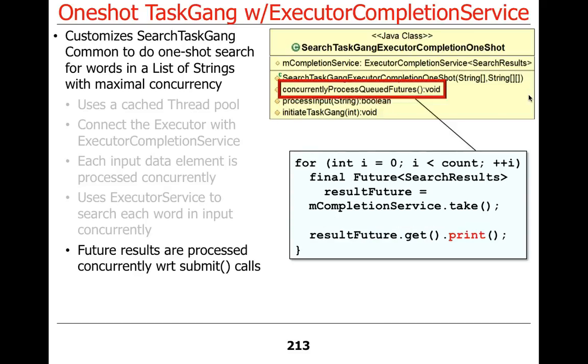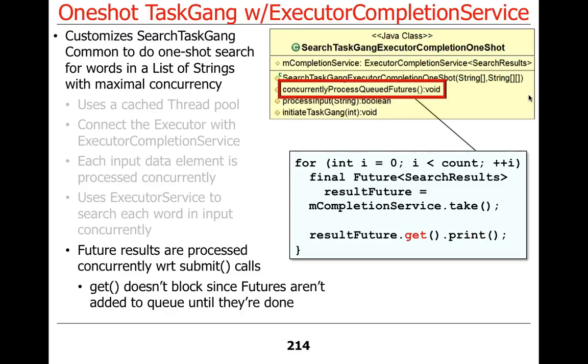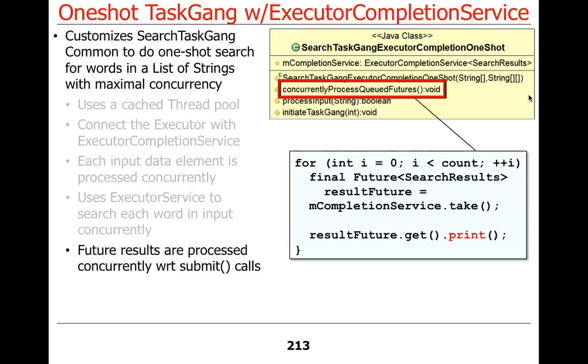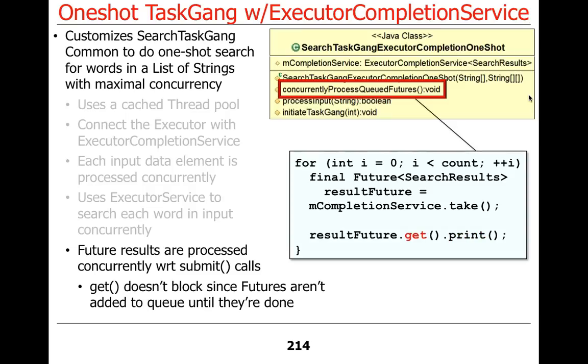All right, here's where the things get done. This is concurrently process queued futures. This guy just sits in a loop, taking stuff off one at a time and calling print on it. And take will block as long as there's nothing there. Get will not block, because a future doesn't show up in the queue until it's finished. That's because it uses this thing under the hood called a future task. So this is not going to return until the future is ready, so when we call get, we're always going to be able to run it. And so that way, this thread over here will just keep running, running, running. These guys are generating work. This guy over here is consuming work.